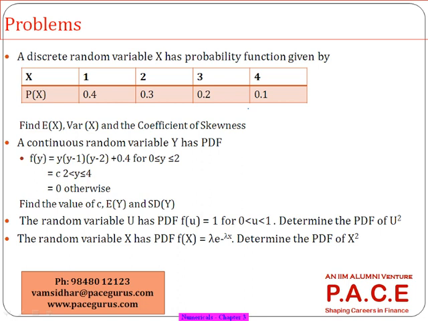Then what about the next question? A random variable u has a PDF f of u equal to 1 between 0 and 1.